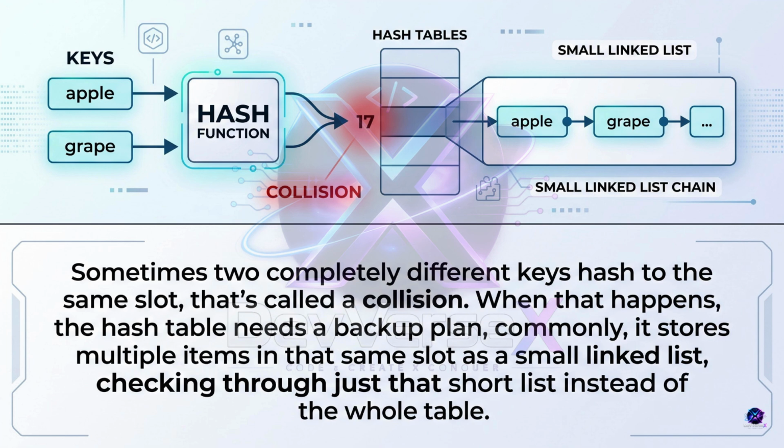Sometimes two completely different keys hash to the same slot. That's called a collision. When that happens, the hash table needs a backup plan. Commonly, it stores multiple items in that same slot as a small linked list, checking through just that short list instead of the whole table.